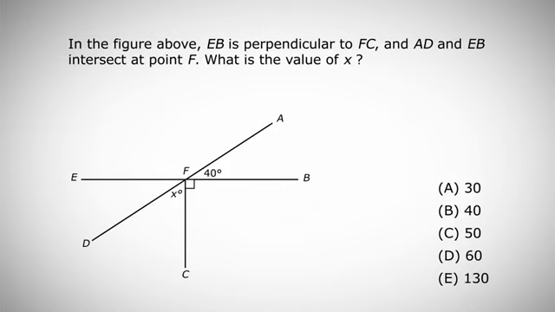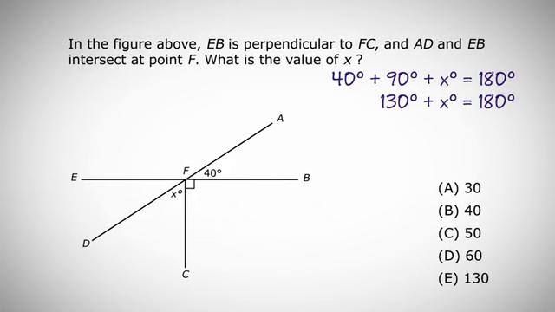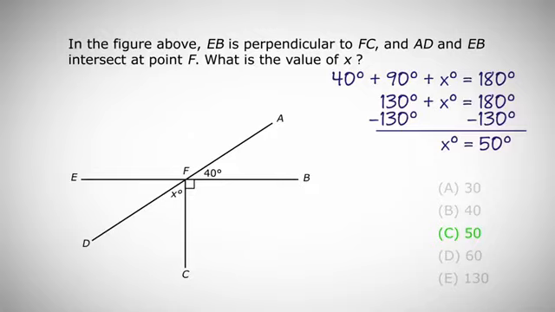So let's write an equation. 40 degrees plus 90 degrees plus x degrees equals 180. Now all we need to do is solve for x. Simplify the left-hand side of your equation. 130 plus x equals 180. Now, in order to isolate x, we have to subtract 130 from both sides, which leaves us with x is equal to 50, which matches with answer choice C.